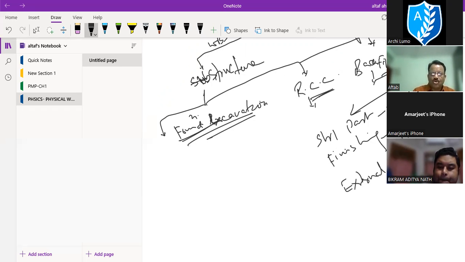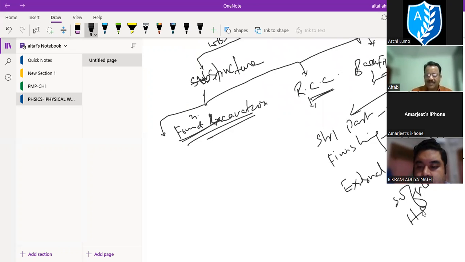such as roads, gullies, all these things, this landscaping work, all this comes under external work. Soft landscaping, hard landscaping.